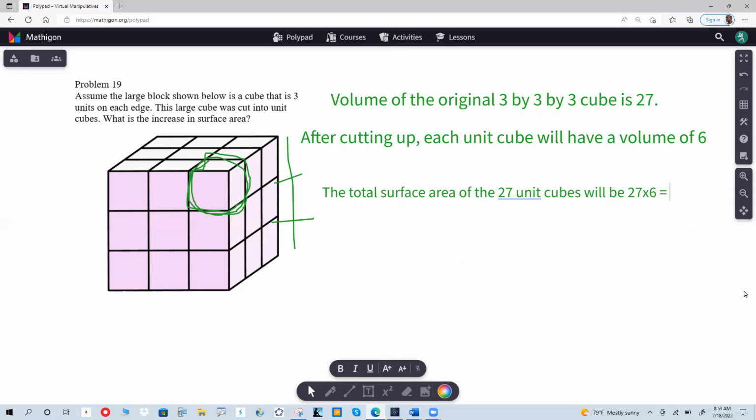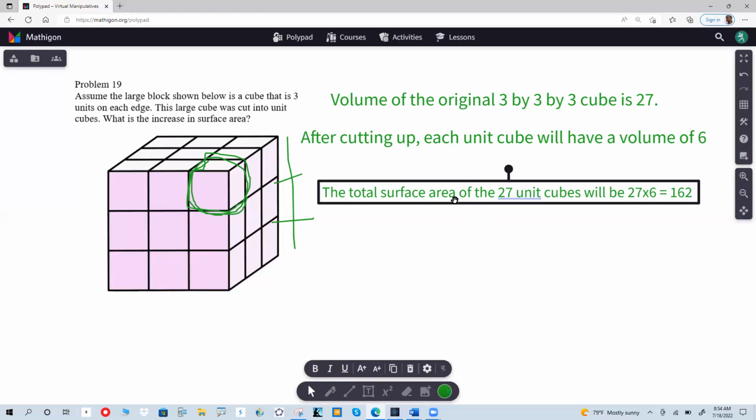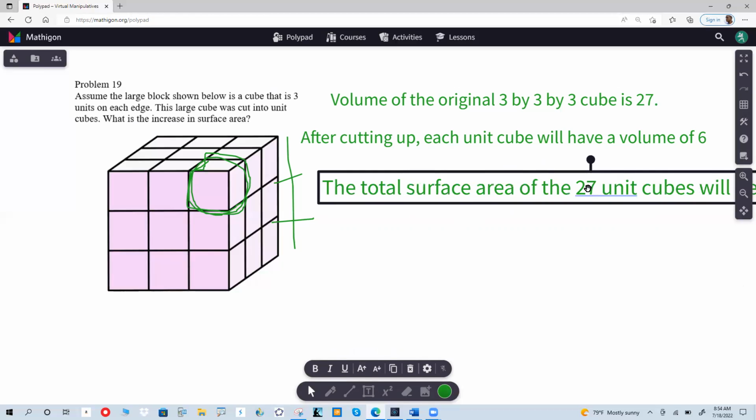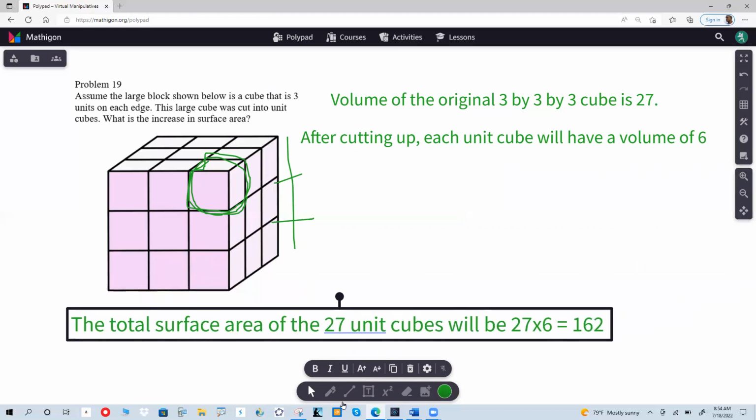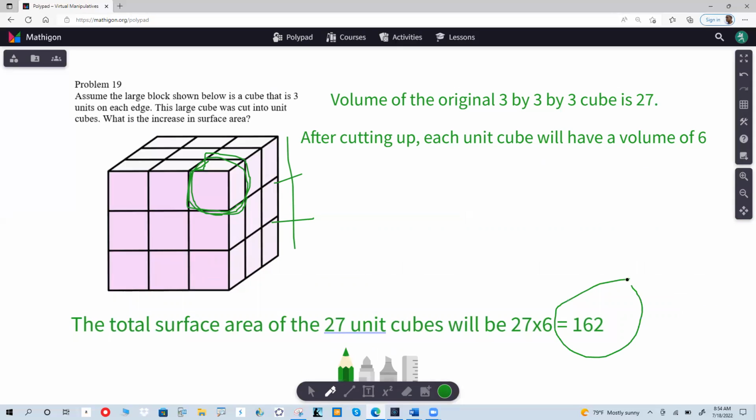27 times 6 is 162. I'm going to check it once again, okay? I think that's about right. So what's the increase in surface area? Well, the new surface area of the 27 loose cubes, we'll put it here, is this. And the original surface area of the whole 3 by 3 by 3 cube is this. What's the increase?